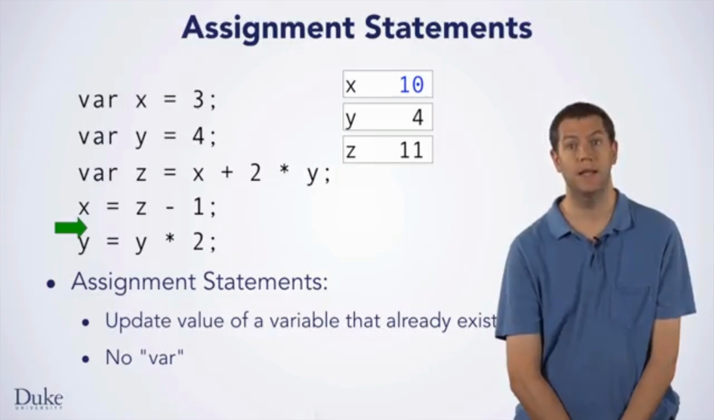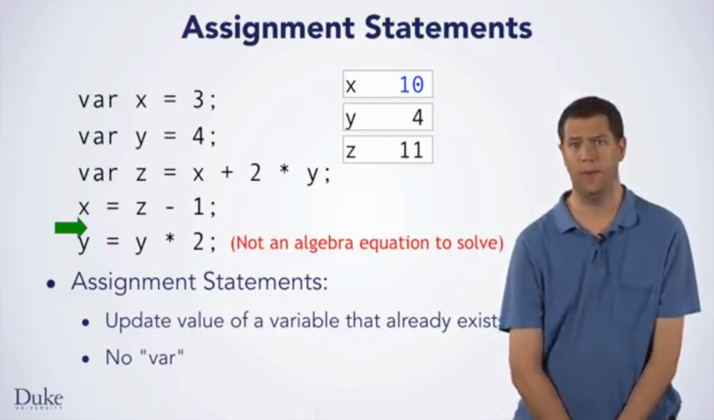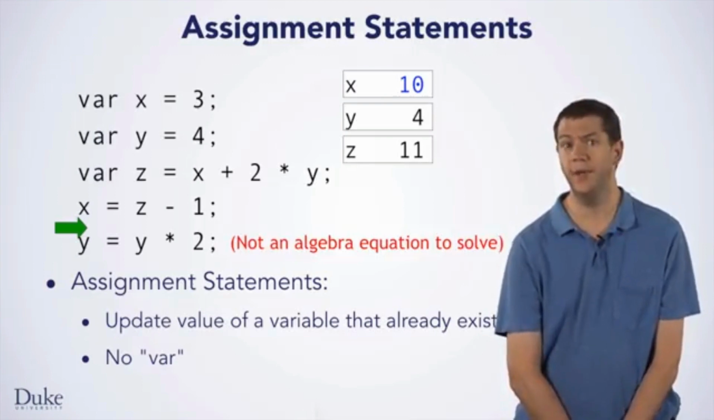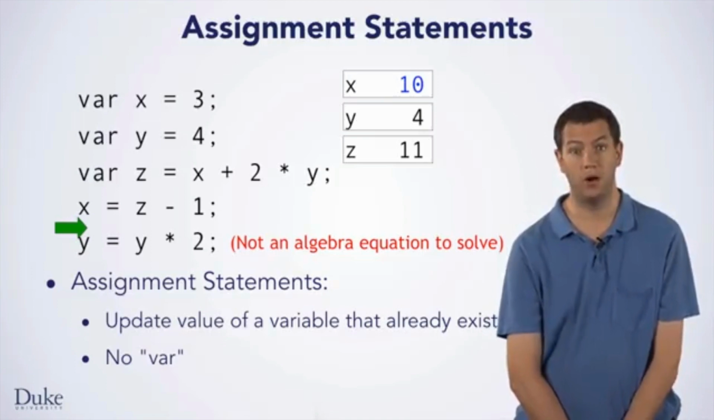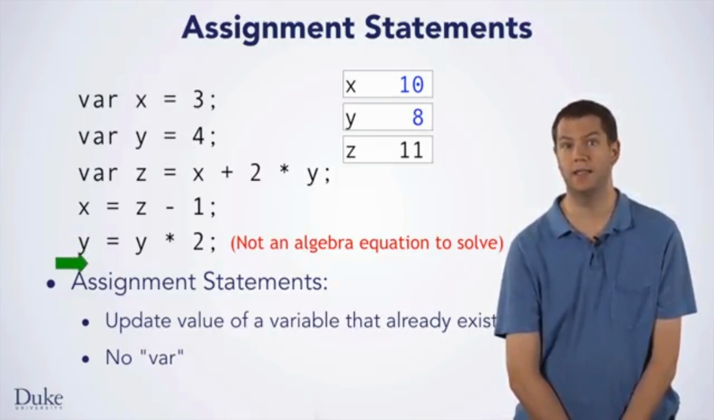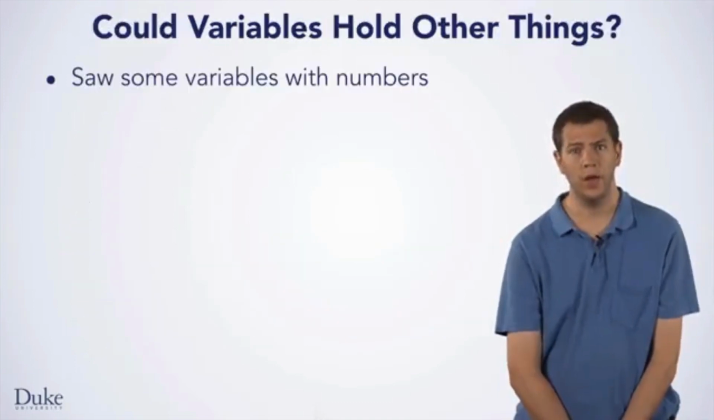The next statement says y equals y times 2. This looks like an equation from algebra class, and sometimes novice programmers think that this statement would solve an algebraic equation. However, that is not the case. This statement follows the same rules as any other assignment statement. The current value for y is 4, so we compute 4 times 2, which is 8, and update y's box to be 8. Okay, great.